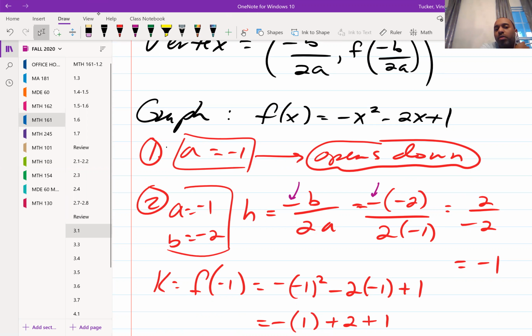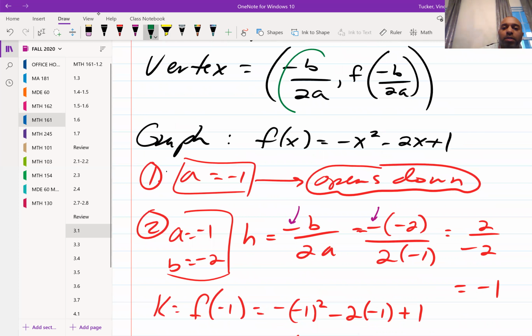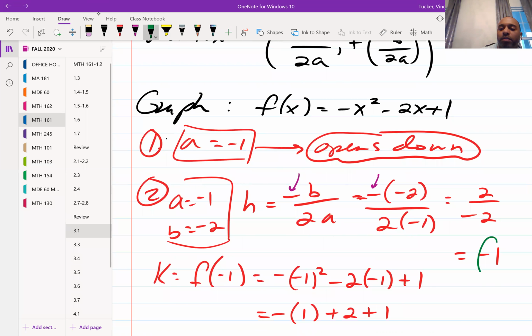And so to find h, that's negative b over 2a. Make sure you don't lose a negative in your substitution. So that's why I have those purple arrows there. There's a negative from the formula, and we're plugging in -2 right there. So that's -2 over 2 times -1. Once again, we're just following this right here to find h. That ends up simplifying to be -1.